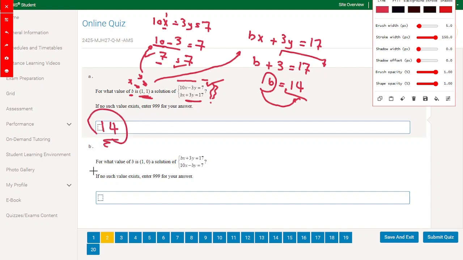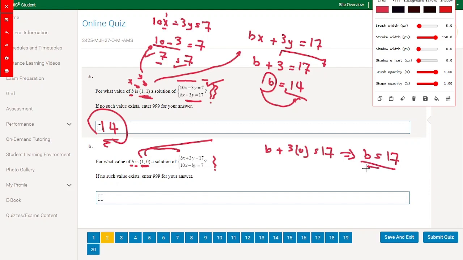Okay, now the second one. For what value of b is 1 and 0 a solution of these two sets? Let's take the first one. We'll have b and the point 1 and 0. We'll substitute 1 and 0 in the equation, where 1 is x and y is 0. So we'll have b plus 1 times 0 equal to 17. So here b will be equal to 17.